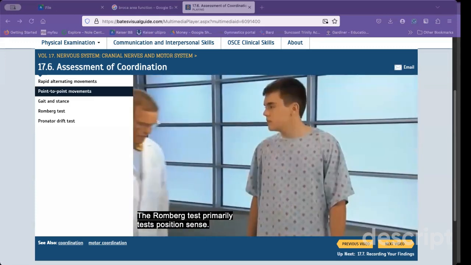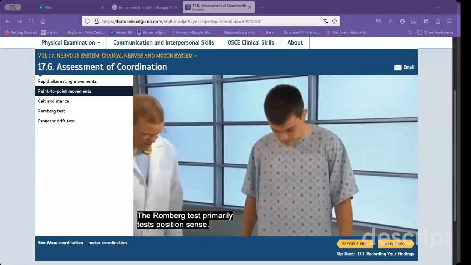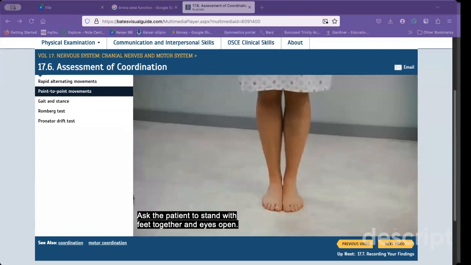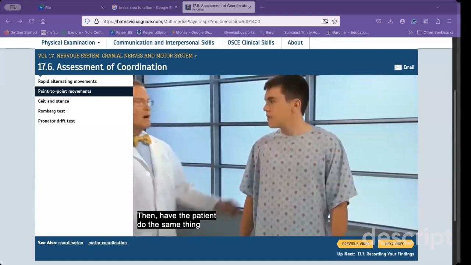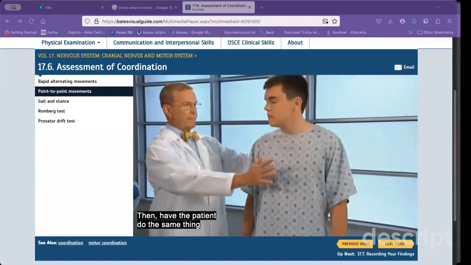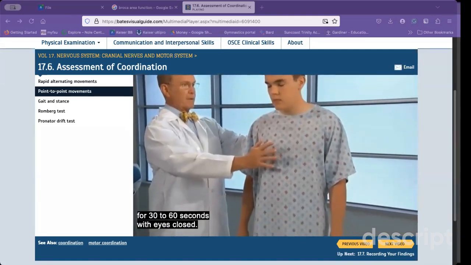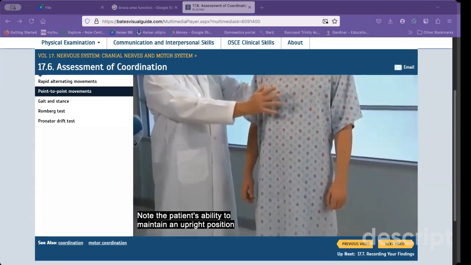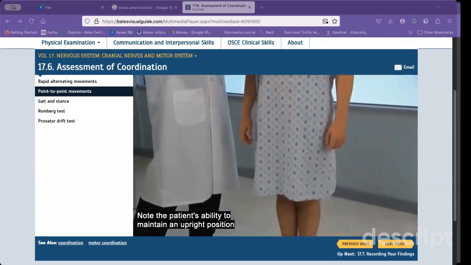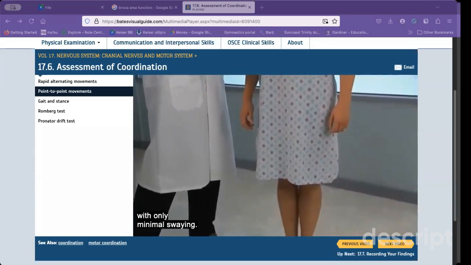The Romberg test primarily tests position sense. Ask the patient to stand with feet together and eyes open. Then, have the patient do the same thing for 30 to 60 seconds with eyes closed. Note the patient's ability to maintain an upright position with only minimal swaying.